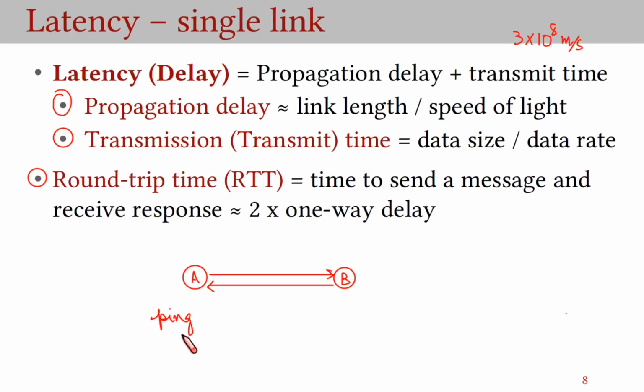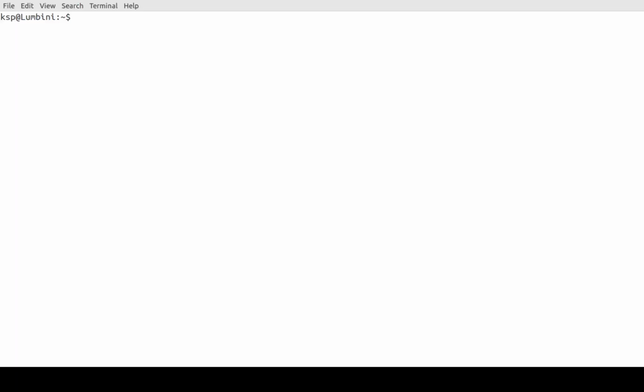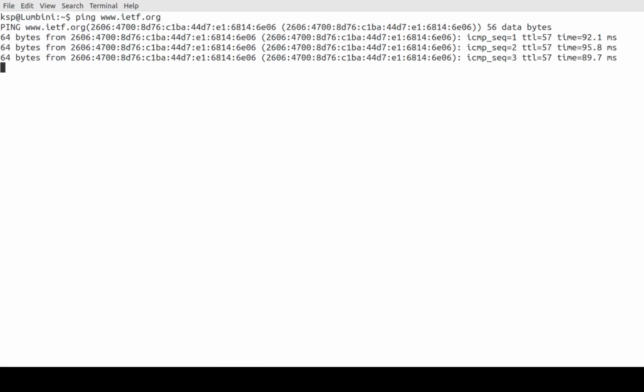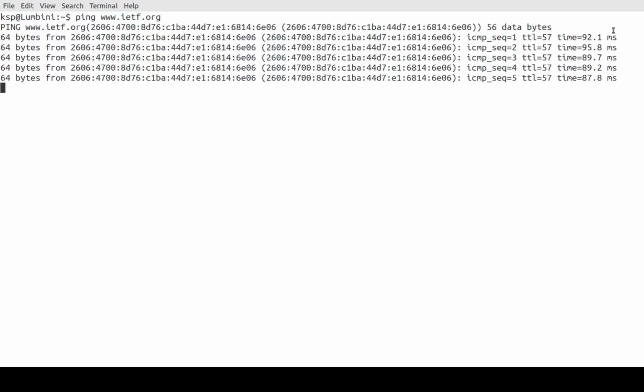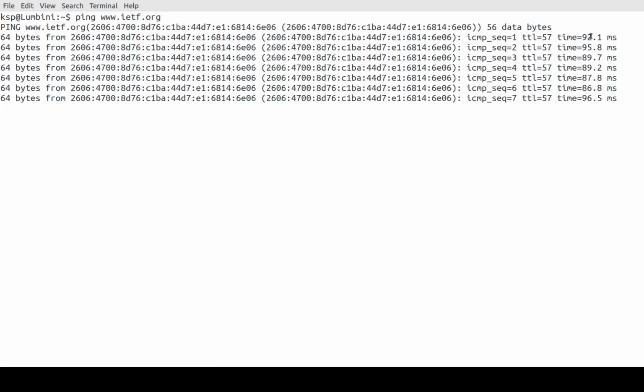Ping command tells us the round trip time. When A pings B, then this ping message from A goes to B, and B sends an echo of that message back to A. Let us try to ping IETF and see what happens. And as the replies come, it's showing the round trip time.